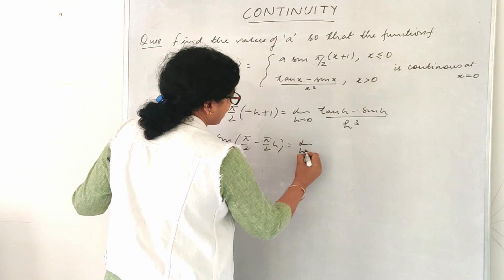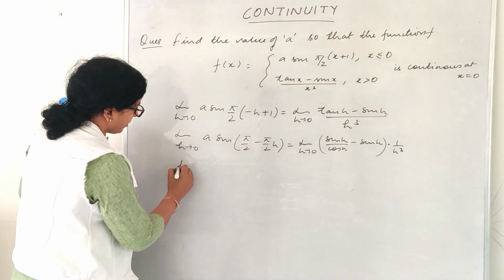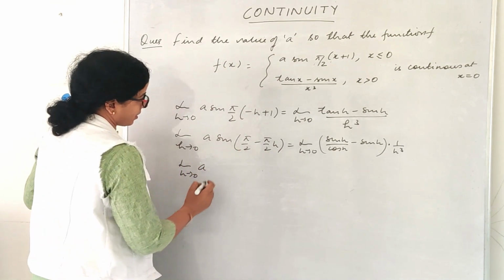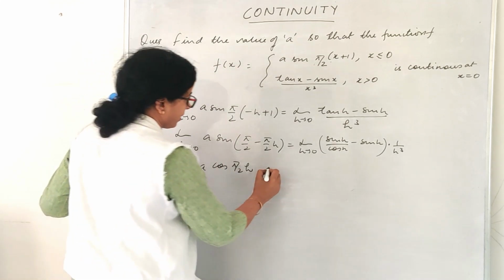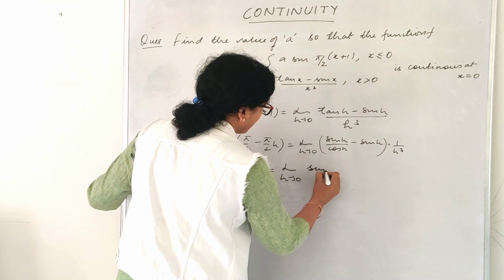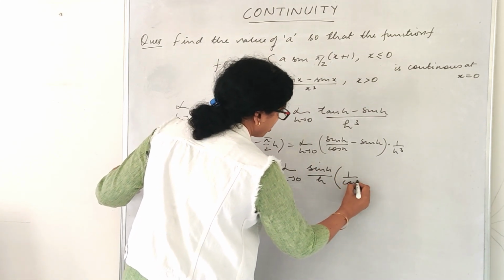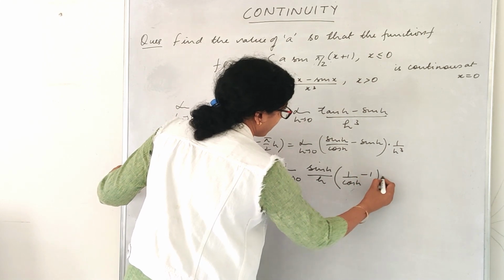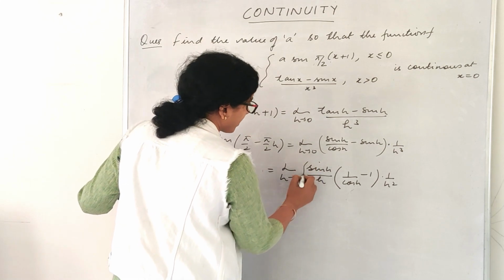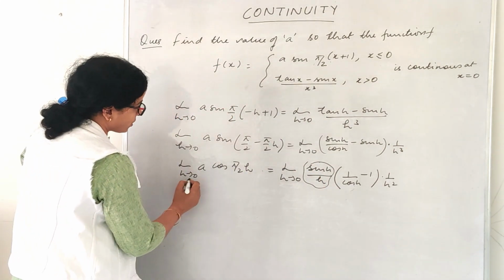This side, limit h tends to 0. Change it into sine and cos, right? So limit h tends to 0, a sine(90 minus theta) cos theta, okay, equals limit h tends to 0. Take sine common here, sin h upon h. Here we are left with (1 minus cos h) minus 1 into 1 by h square. I have taken 1 by h here so that this becomes my standard limit. Okay. So now substitute the limit here.